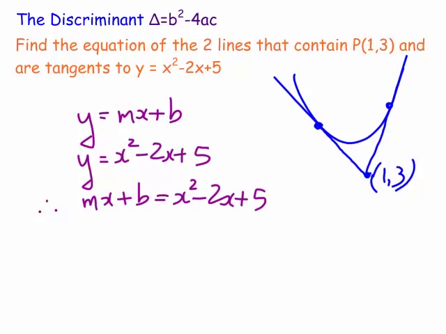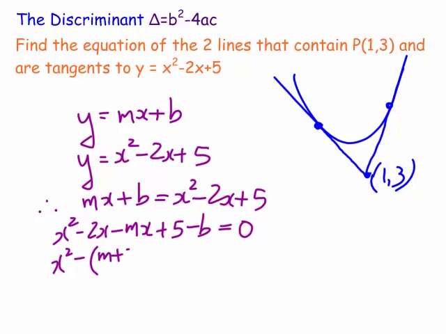Put everything over one side, so x squared minus 2x minus mx, plus 5 minus b, and that should equal 0. So we normally also factor out, so rewrite this, try and get the coefficient, so it's going to be minus m plus 2 lots of x plus and then 5 minus b equals 0.